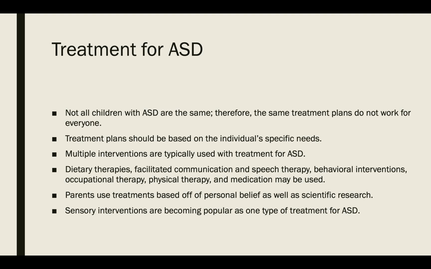There are treatments anywhere from dietary therapies, facilitated communication and speech therapy, behavior interventions, occupational therapy, physical therapy, and medication. Parents seem to use treatments based off of personal beliefs as well as scientific research. And one of the interventions that are becoming popular as one type of treatment are sensory interventions.